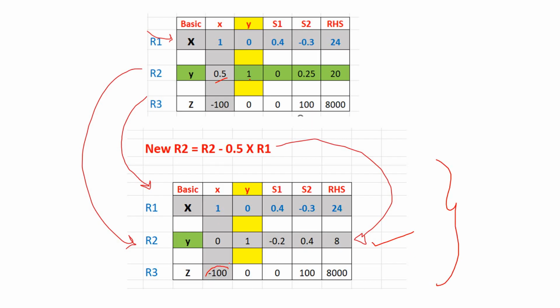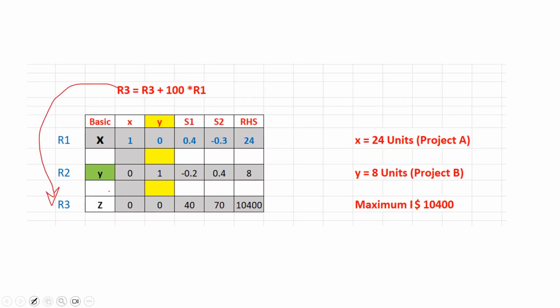In this table you have to make this minus 100 to 0. So how will you do that? This is the row which you have taken, the row belonging to the pivot element. For minus 100 you have to add plus 100. So each and every element in this row should be multiplied by 100 and added to this row. If you do that, what do you get? R3 equals R3 plus 100 into R1: 0, 0, 40, 70 and 10,400.